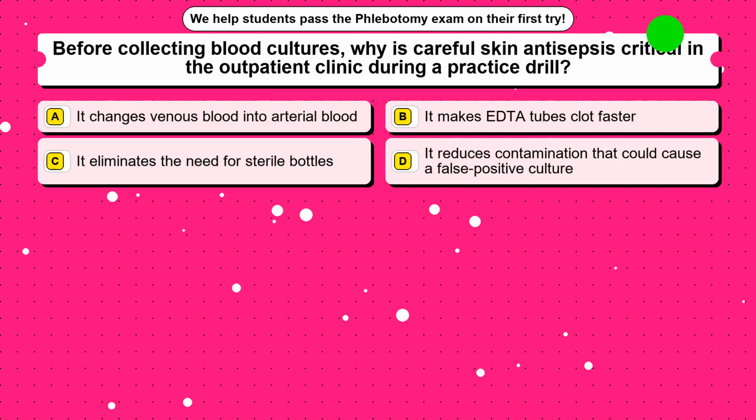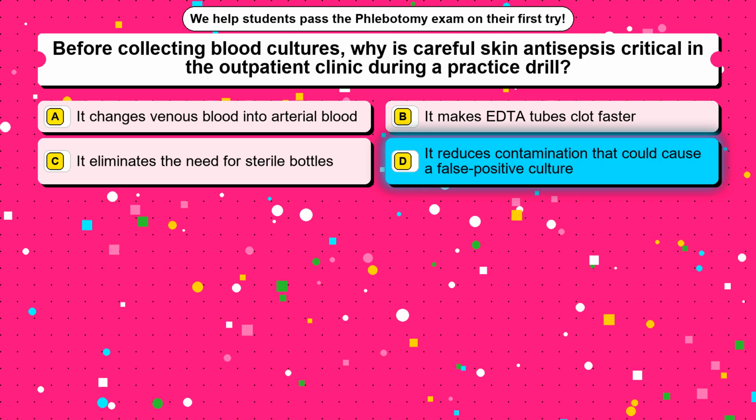Question 73. Before collecting blood cultures, why is careful skin antisepsis critical in the outpatient clinic during a practice drill? Option A. It changes venous blood into arterial blood. Option B. It makes EDTA tubes clot faster. Option C. It eliminates the need for sterile bottles. Option D. It reduces contamination that could cause a false positive culture.